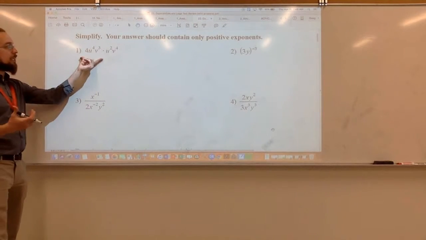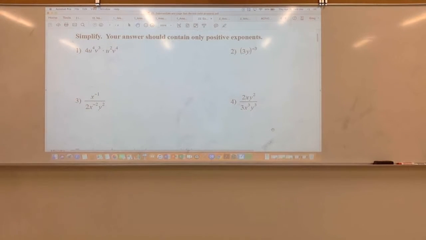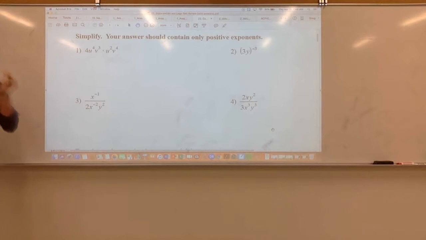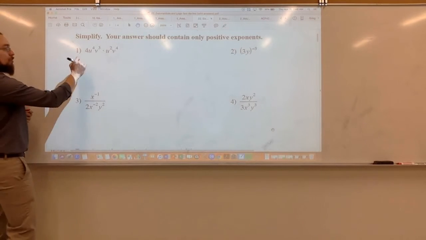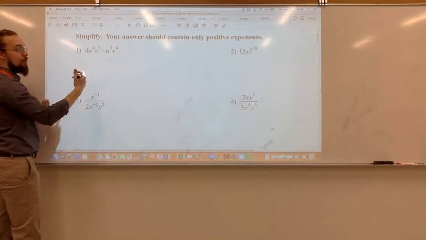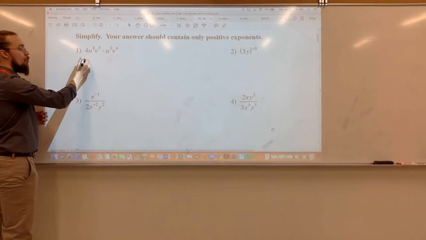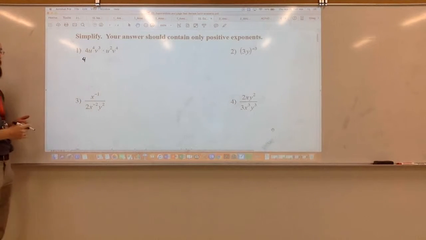The first property, and number one, was the product property. If we are multiplying terms that have the same base, then I can add the exponents together. So there's no other coefficient here, so 4 times, this would really be a 1 we could think about, so 4 times 1 would be 4.